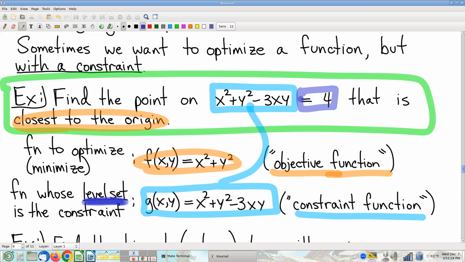So you want to make sure to distinguish between the function you use to define your constraint and the function that you're trying to make either as small as possible or as big as possible. Okay.